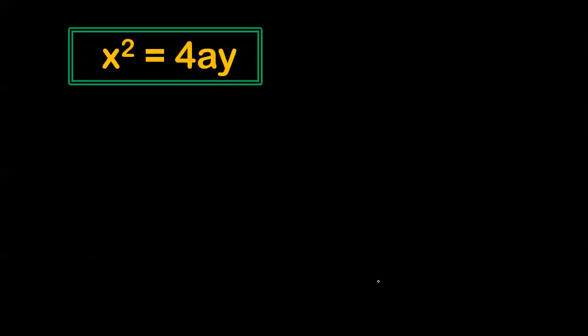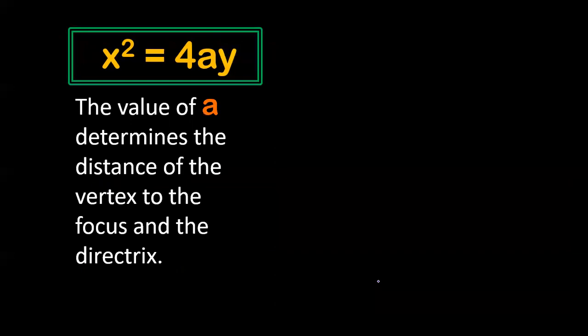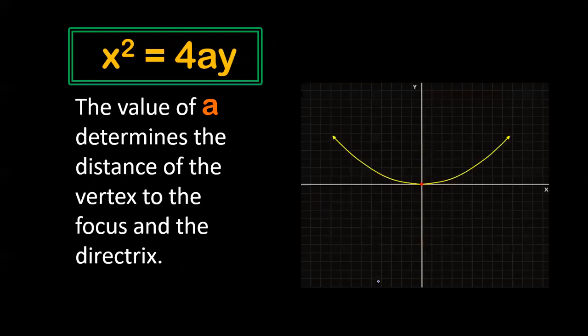For x squared is equal to 4ay, the value of a determines the distance of the vertex to the focus and the directrix. If this is your parabola and these are your focus and directrix, then the distance from the vertex to the focus is a units, and the distance from the vertex to the directrix is also a units.